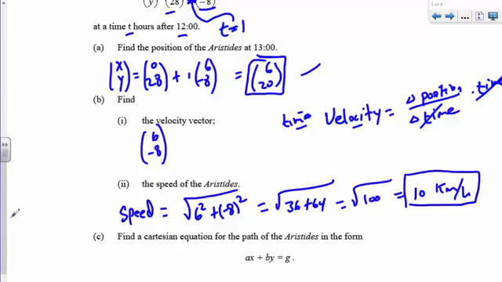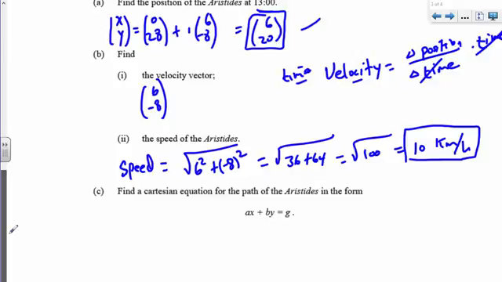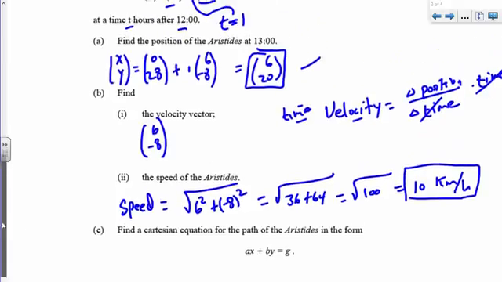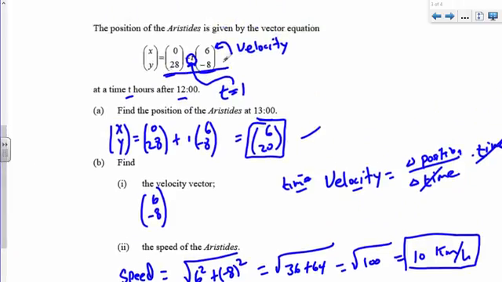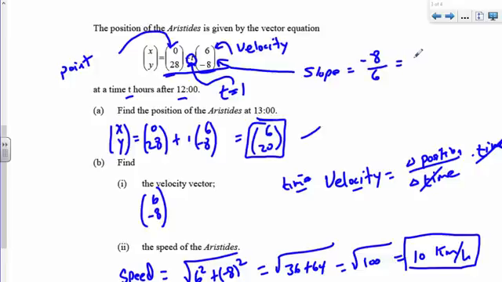This is easy, okay? Find the Cartesian equation to represent the path of the Aristides in the form of ax plus by equals g. This is a standard form equation of a line. So let's take a look at this vector they give me, vector equation. What this really is here is a point, this right here. And this right here is the slope of the line written upside down. Okay, because here they're putting x over y, and the slope is a y over x. The actual slope is actually -8 over 6, which is in fact -4 over 3. This is the slope of the line, and the point on the line that they give me is 0, 28.